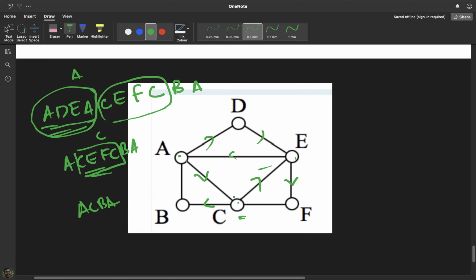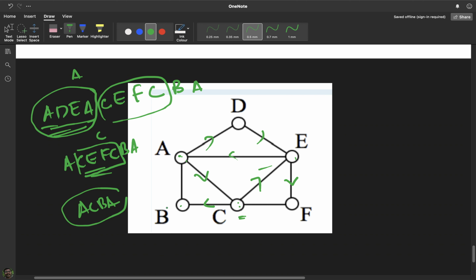Now look at this, A is being repeated again, A, C, B, A. Again this is basically a circuit. I hope you understand how to decompose an Euler line into circuits. What you are doing is taking the first instance of a repeated vertex, removing the portion between those two repeated vertices, and replacing that portion by that repeated vertex.